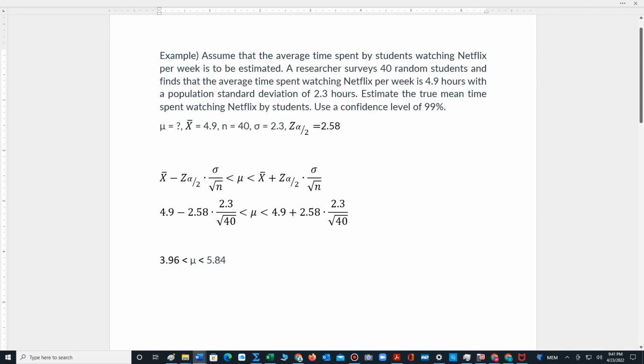So it turns out that the mean amount of time students spend watching Netflix is somewhere between 3.96, which is about 4 hours, to 5.84 hours.